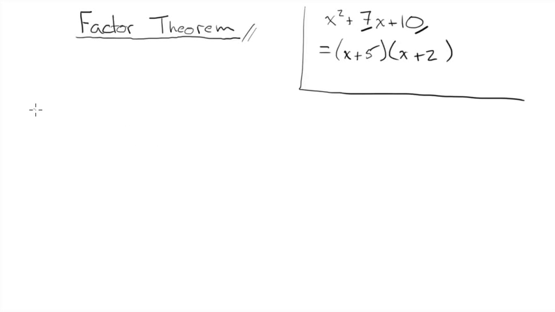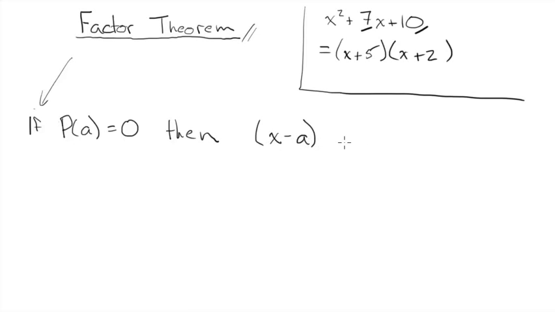So what the factor theorem tells us, the factor theorem says, if p at x, if p at a is equal to 0, then x minus a will be a factor of p at x.